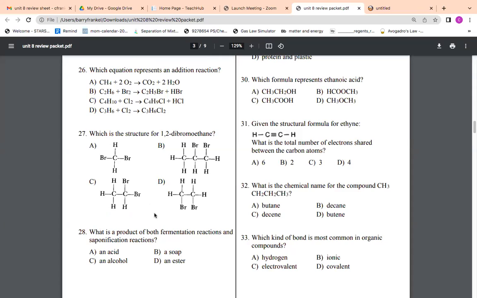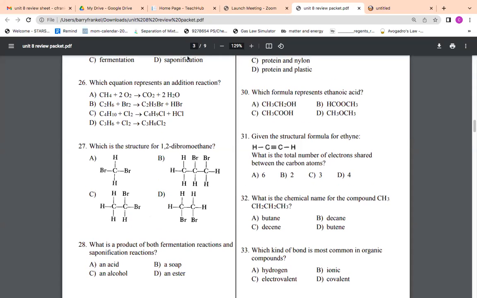Number 26, which equation represents an addition reaction? So addition reactions means you're adding something to a compound, and the only things that you can add to are unsaturated things. That means something with a double or a triple bond. So you can only do this with alkenes and alkynes, okay? Choice 1 is out of here because that's a combustion reaction. So it's really B, C, and D. And again, we have to look for something that is either starting with an alkene or an alkyne.